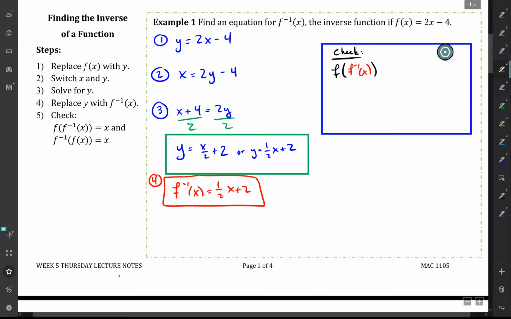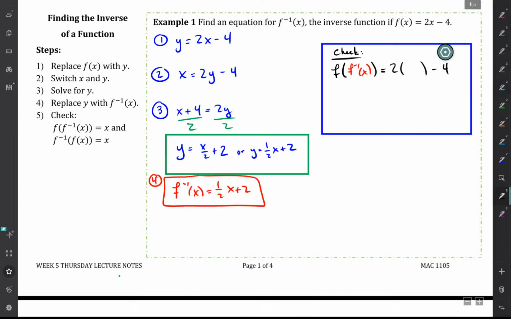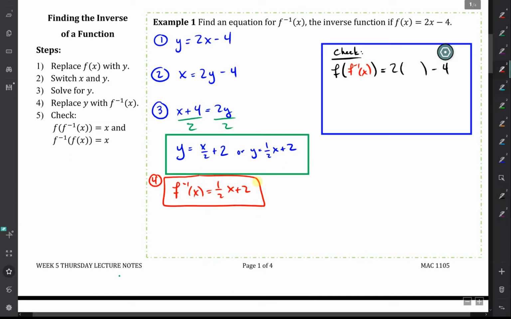Okay, so to check our work, we write down f, which is 2 times x minus 4, and you just put a parentheses wherever there's an x. And now you're going to plug in the inverse function in there. So you should have 1/2 x plus 2, and now you just simplify. So 2 times 1/2 is 1, so I have x plus 4 minus 4, or just x. So we've just checked that f of f inverse equals x.